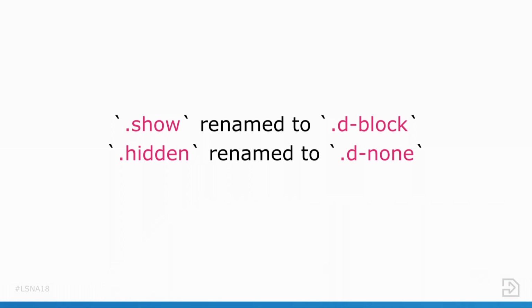Bootstrap 3 also had a show class, and that was to hide and show, display none, display block. They've renamed that to d-block and hidden to d-none. So if you had some JavaScript component that used show when you click a button, you've got to watch out for that because now it's d-block.